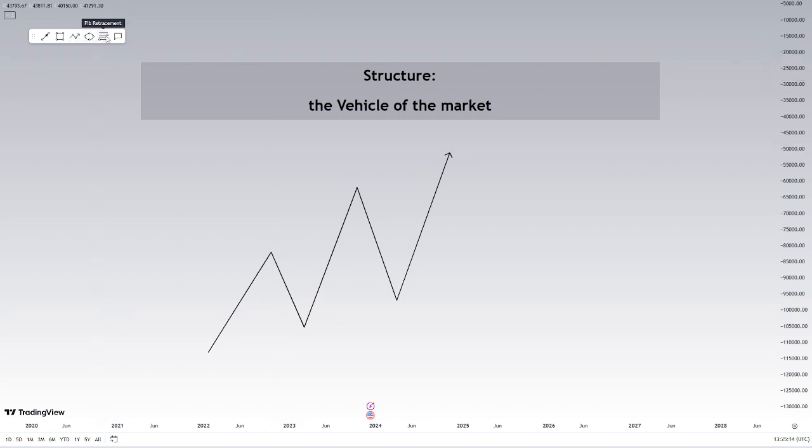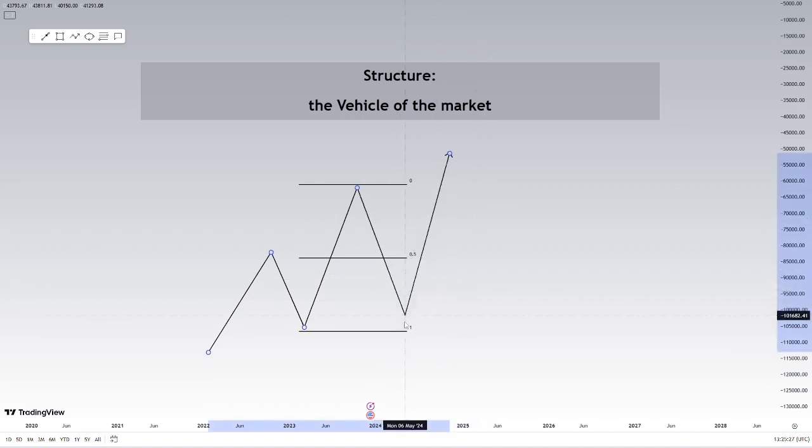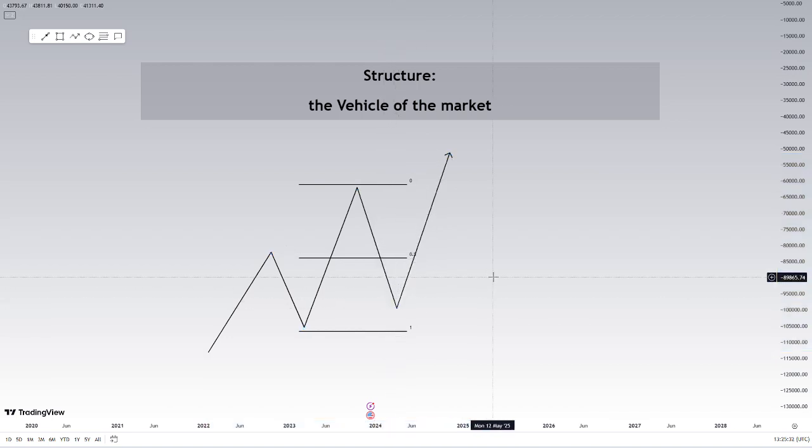So we're going to be using structure in conjunction with PD arrays, so premium and discount arrays. And how does that work? Okay, so what we do is we use the Fibonacci tool from the swing low all the way up to the swing high, right? Now we need to understand that we need to be buying in these positions below the 50% level in the discount. So this is very important to understand.